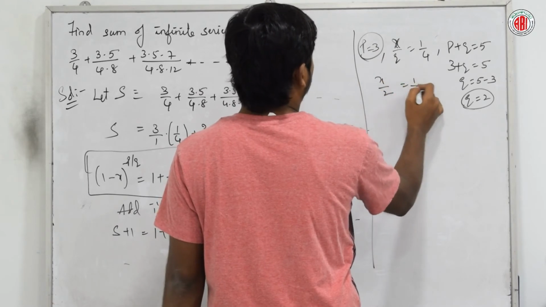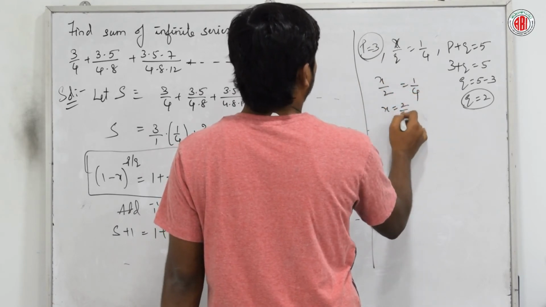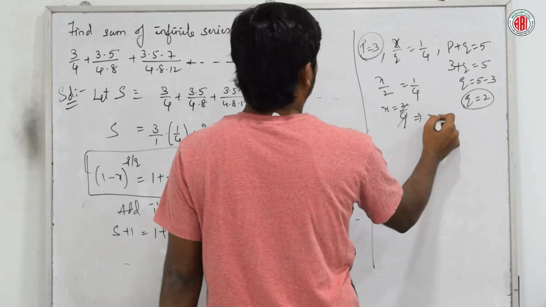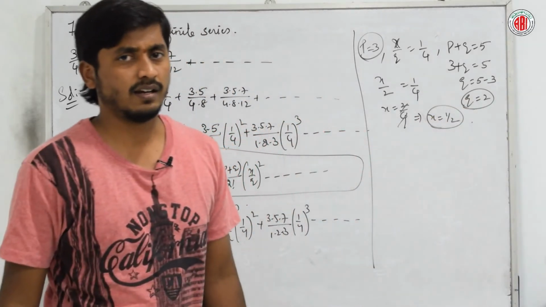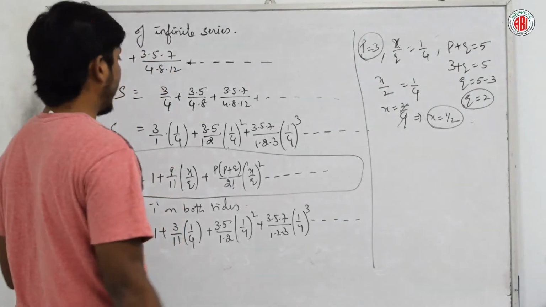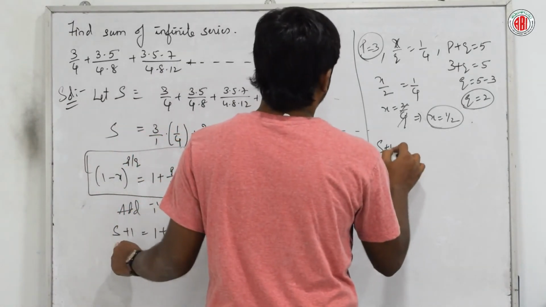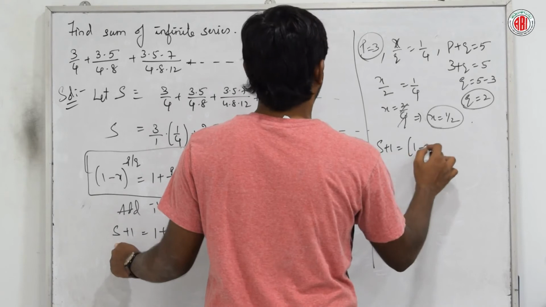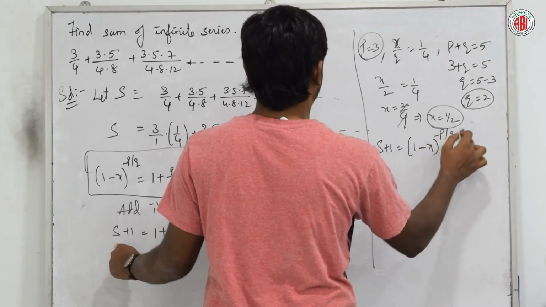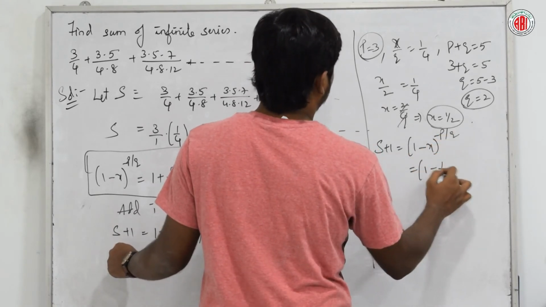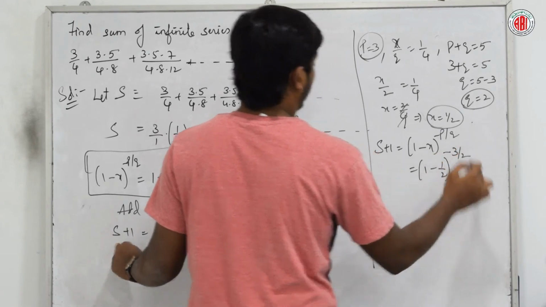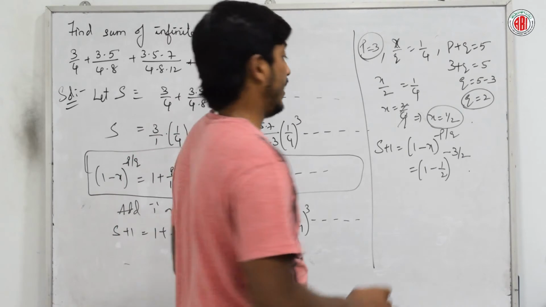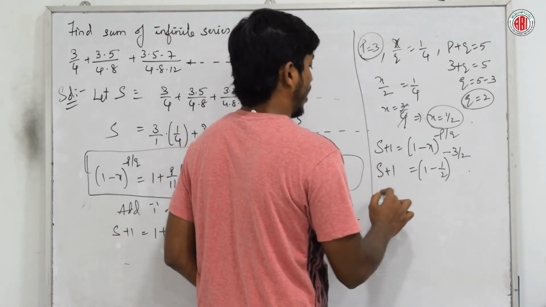X by 2 is 1 by 4. X is equal to 2 by 4. The value of x is 1 by 2, isn't it? So what will be the value of s plus 1? S plus 1 will be 1 minus x whole power minus p by q. That is 1 minus 1 by 2 whole power minus p by q. This is s plus 1.